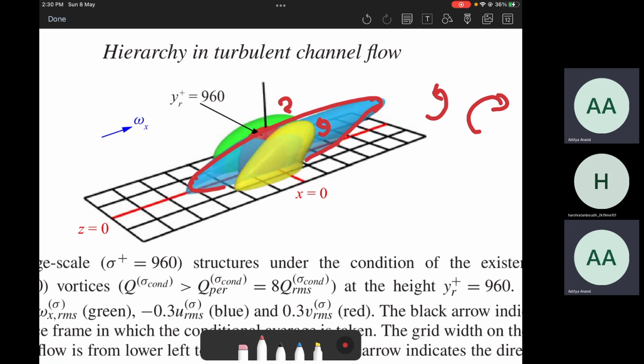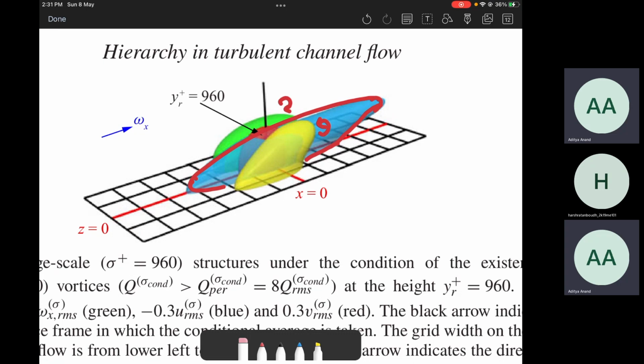Why this is so is because these vertical motions, because of a velocity field induced by them, actually lift up the low speed fluid that is closer to the wall, away from the wall. So away from the wall, you get a region of low speed flow. And if you reverse the vertical signs, the opposite would be true.